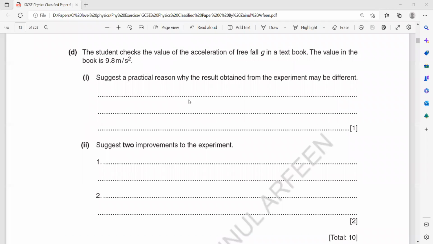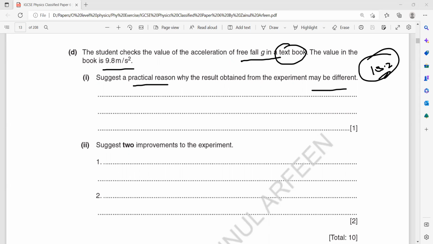Then the student checks the value for the acceleration of free fall in a textbook, and the value is 9.8. Suggest a practical reason why the results obtained from the experiment may be different. Like the student is getting 10.2. What might be the reason? What is the student measuring here? The student is measuring a length. The student is measuring a time period.